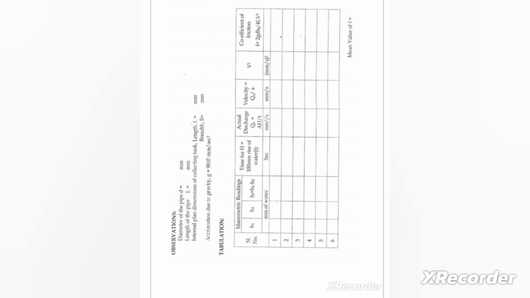After noting this down, we have to identify the actual discharge, using the same formula again. Q actual is equal to A into R divided by T. R or H, both are the height of the water collected in the tank, which is 10 centimeter.